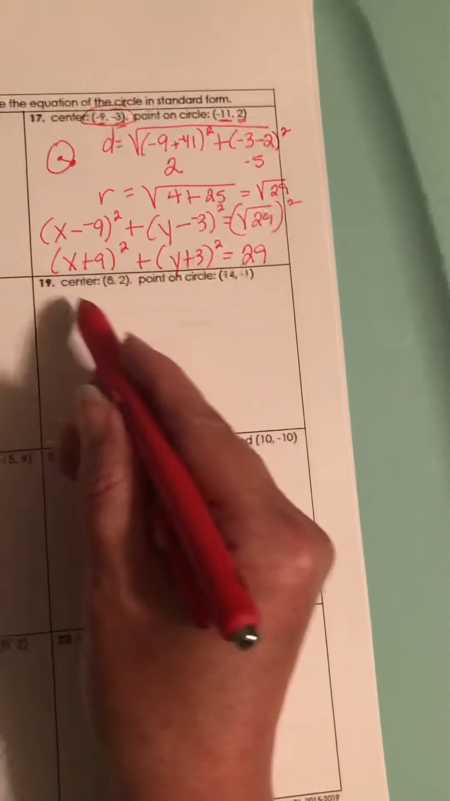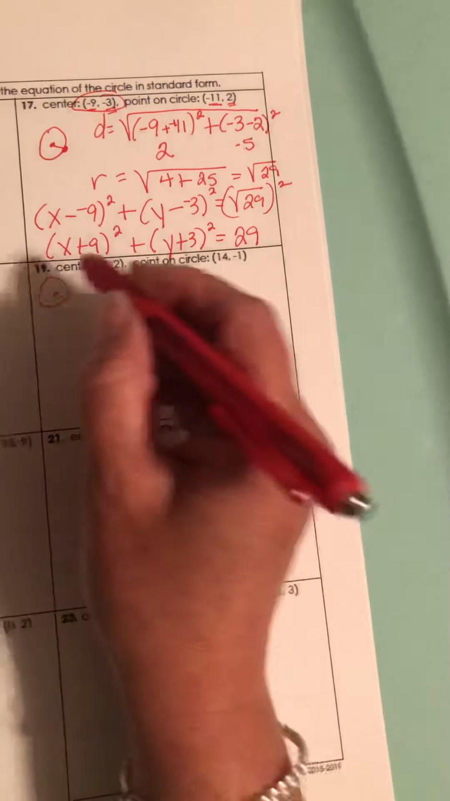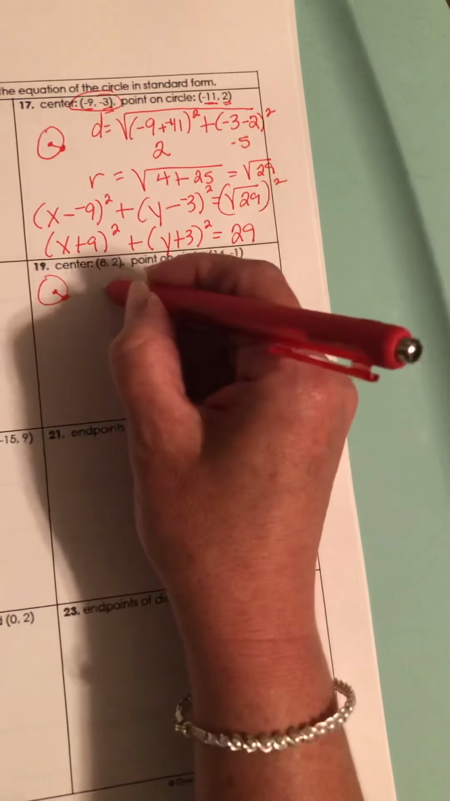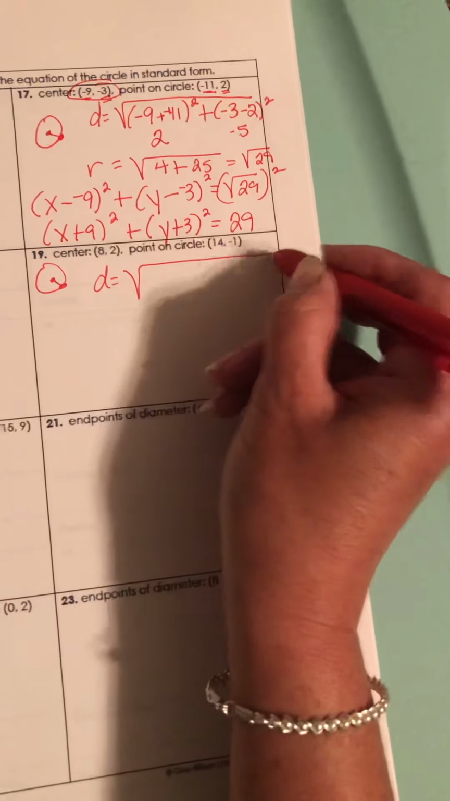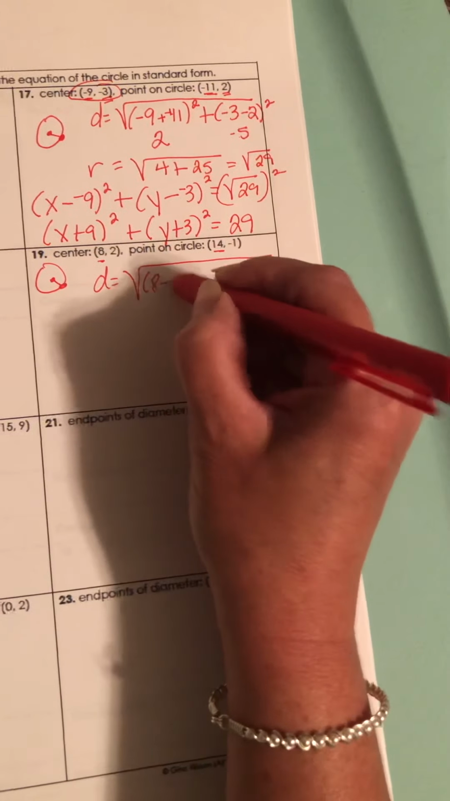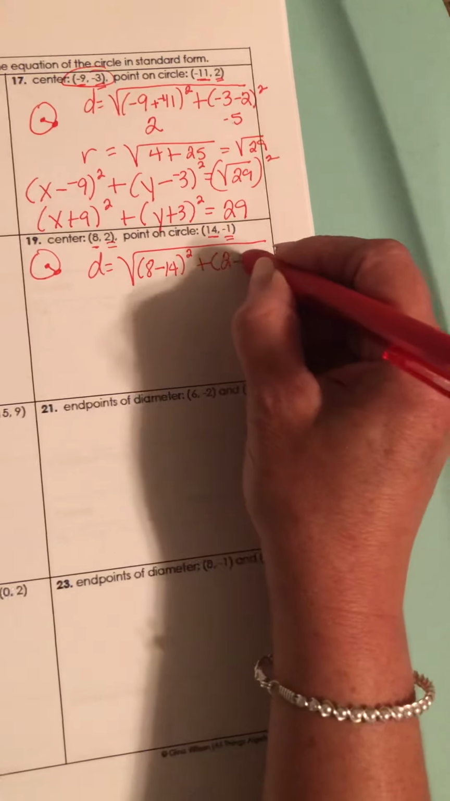Looking at the next one, number 19, we have a very similar situation. We've got the center at 8 and 2, and we have a point on the circle at 14 and -1. So once again, those two values give us a radius. We need to find the length of the radius by using the distance formula. So let's start with our x's. We have 8 and 14, so that'll be 8 minus 14 squared plus, now let's look at those y values. We have 2 and -1. So 2 minus -1 squared.